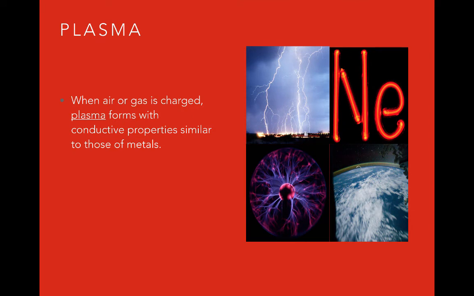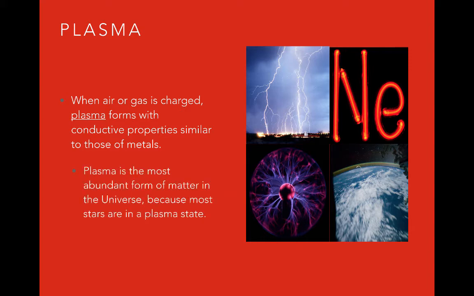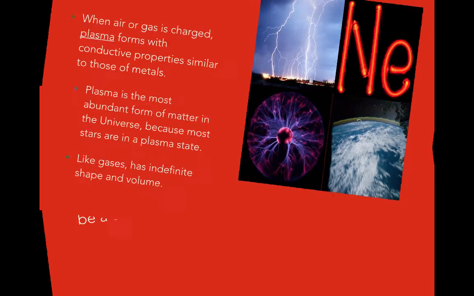I will briefly describe plasma, as we will not really be using it in class this year. Plasma is charged or ionized gas particles. When this occurs, the gas becomes conductive like a metal. Plasma is actually the most abundant phase in our universe, though, because stars are in plasma states. Like gases, plasma has indefinite shape and indefinite volume.